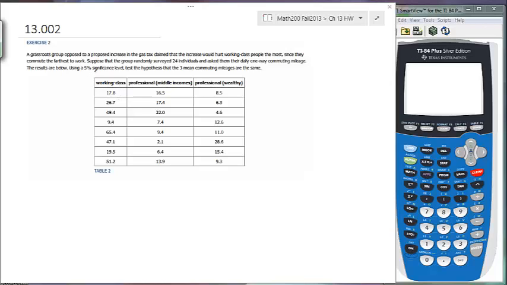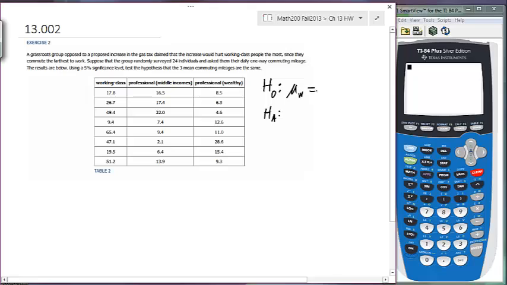They want us to use a 5% significance level to test the hypothesis that the three mean commuting mileages are the same. So this is a hypothesis test, and we want to start off with a null hypothesis and an alternative hypothesis. For us, the null hypothesis is comparing the means. The mean for the working class is the same as the mean for the middle incomes, which is equal to the mean for the professional wealthy.